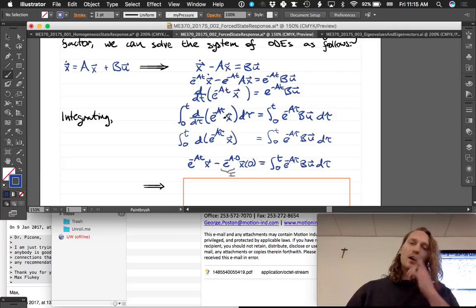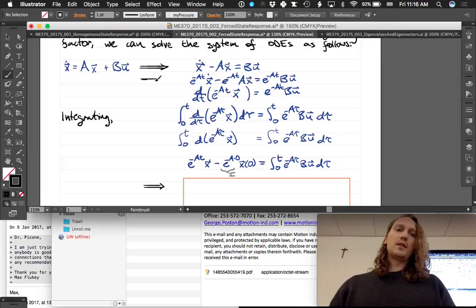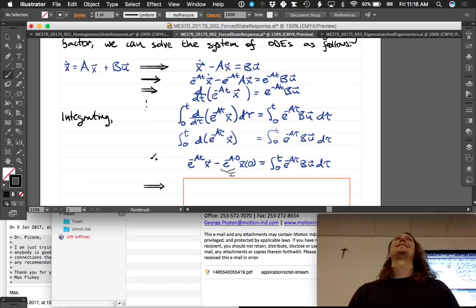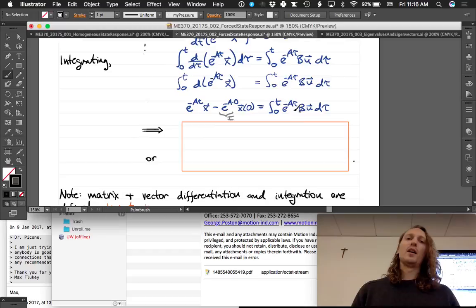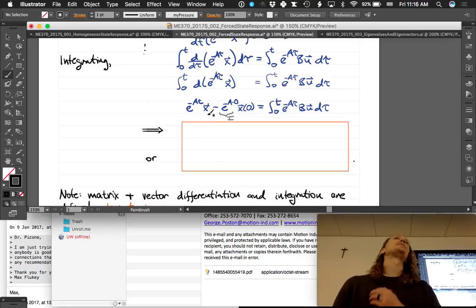Now, I probably should have put "implies" on every one of these lines, but it was understood that that's what I was doing. So now we're here, we're almost done, right? We almost have x by itself, and that's what we're going for. We're trying to solve for x.